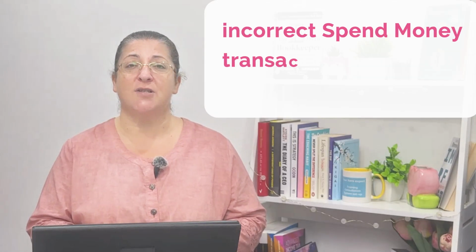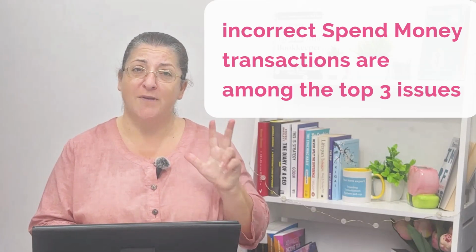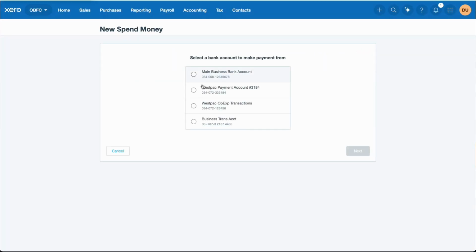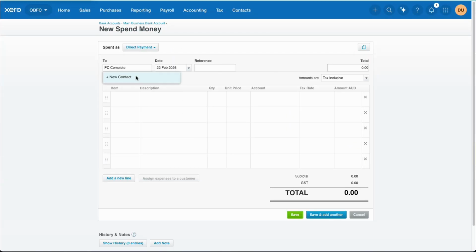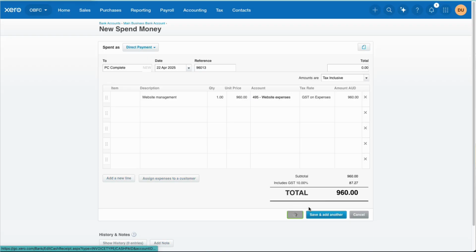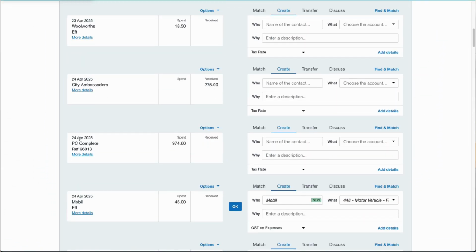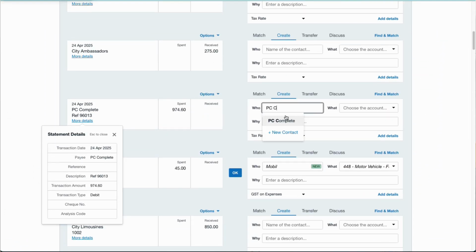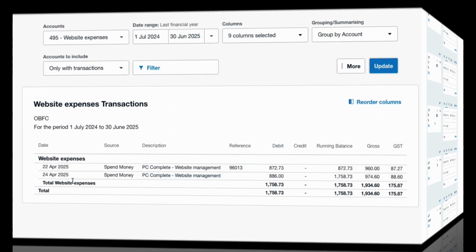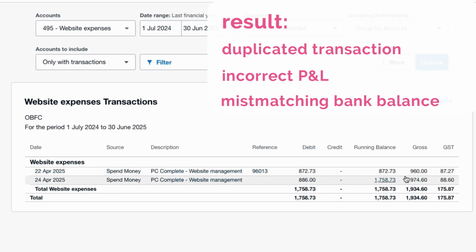In my cleanup jobs, incorrect spend money transactions are consistently among the top 3 issues. Here's what I generally see. People create standalone spend money transactions with no document attached, no clear explanations. They just set up a spend money transaction and then forget about it. Then when the bank feed syncs, there is an exchange rate difference or a payment surcharge and the numbers don't reconcile. This is how gaps creep into your records.